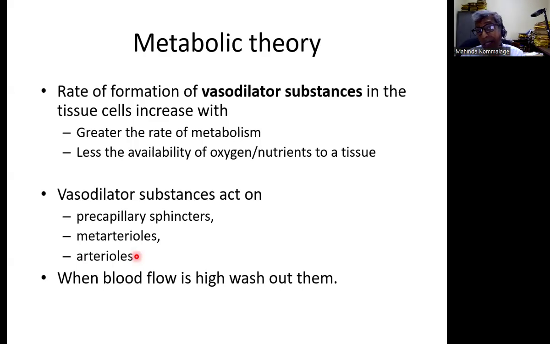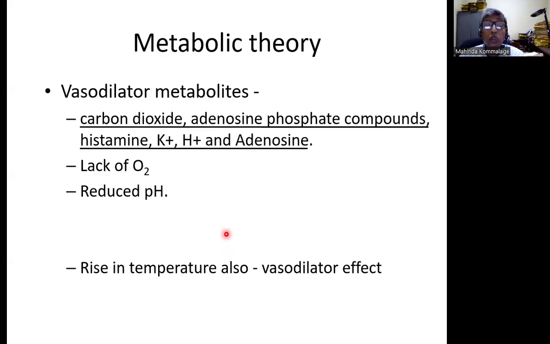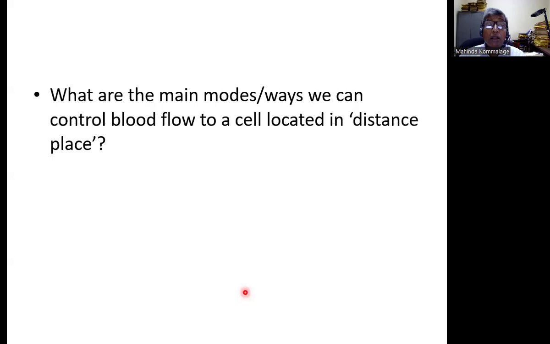So that is how vasodilatory metabolites act, and when we get the blood flow, probably these substances will wash out and can come back to the normal, right? So these substances, as I mentioned, carbon dioxide, adenosine phosphate, histamine, potassium, H plus, adenosine, lack of oxygen, reduced pH, pH meaning H plus, and temperature also has a vasodilatory effect. That is metabolic theory. Right.